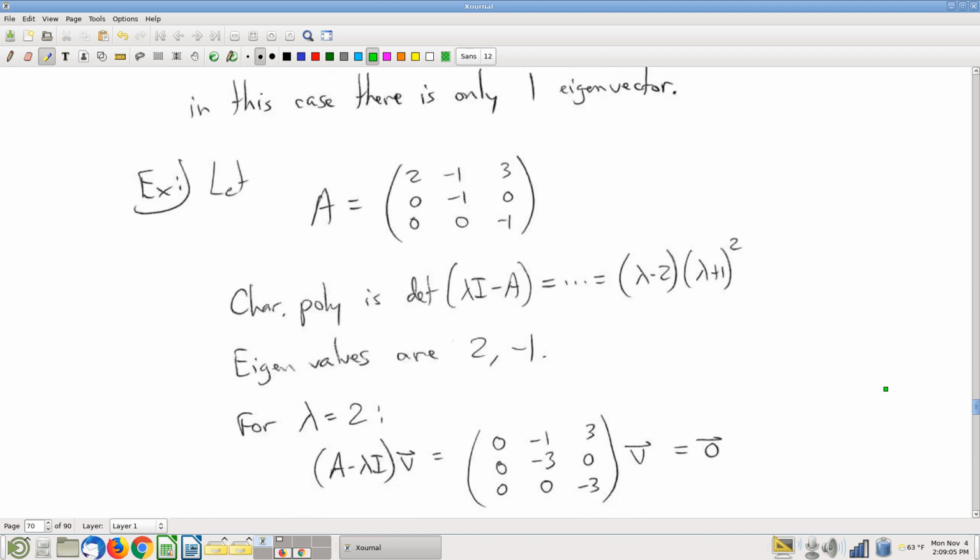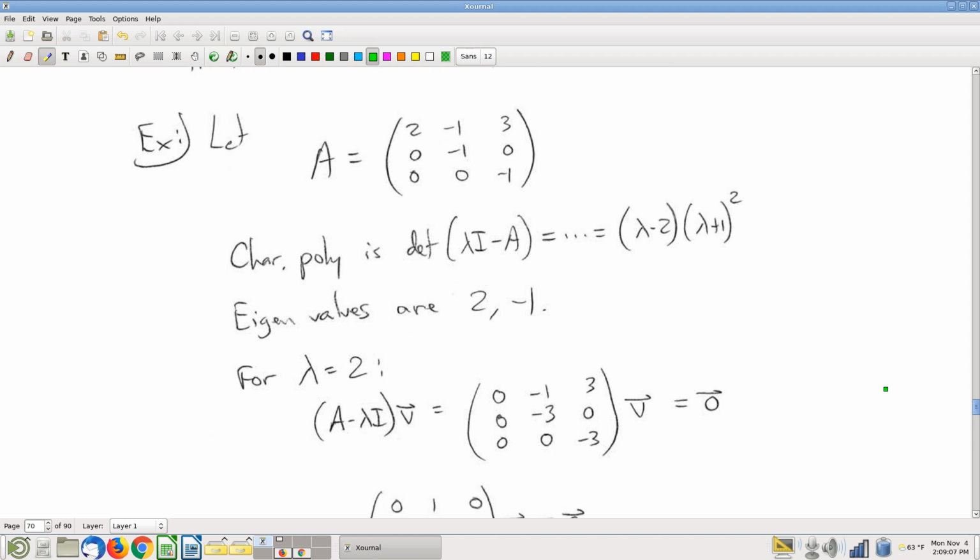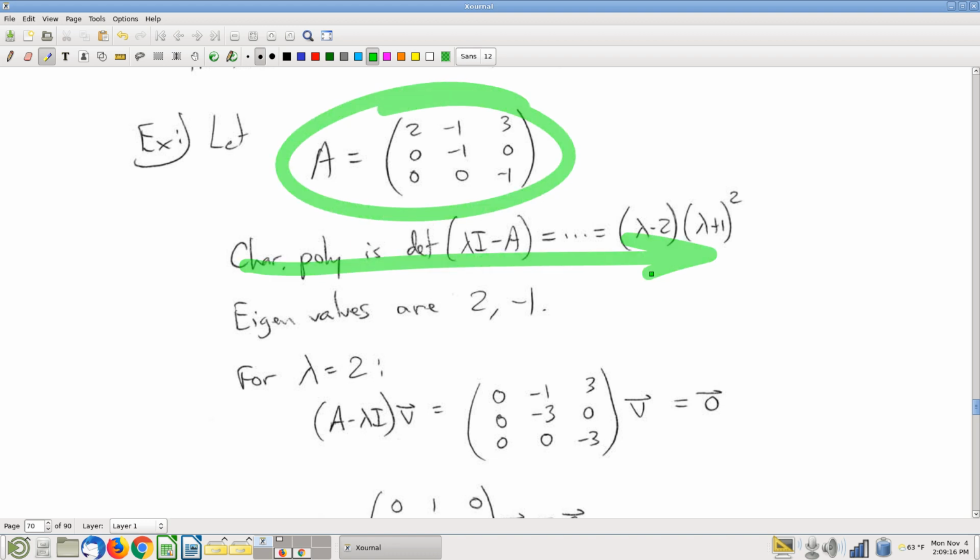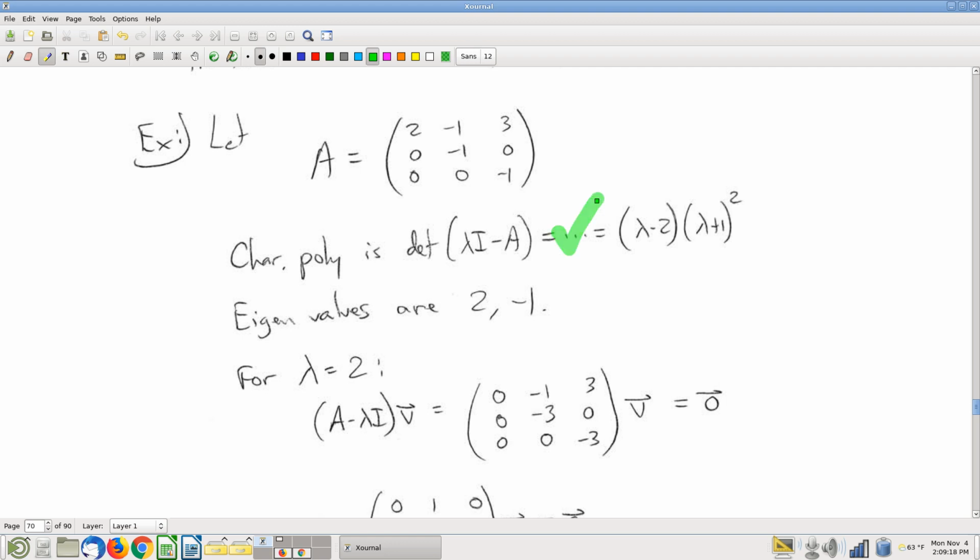Okay. Another example. Let's do a 3x3 example here, just to get one under our belt. There's a matrix. Characteristic polynomial. Now, I just yada, yada, yada, a lot of algebra. Right? So, you've got to fill in those blanks. But there's your characteristic polynomial.